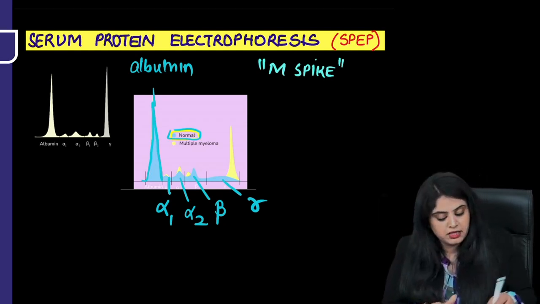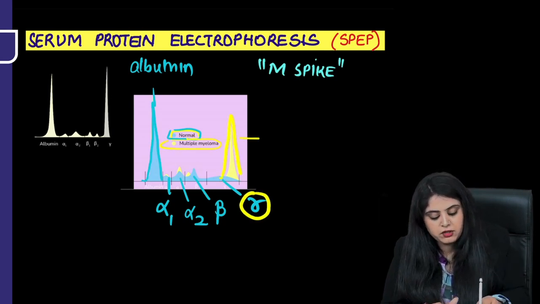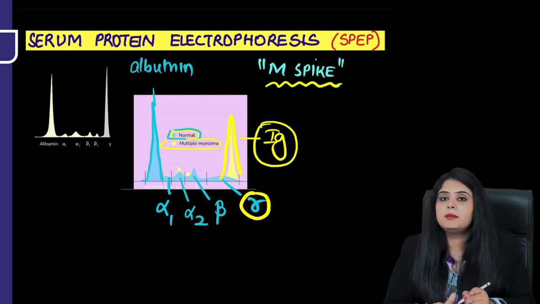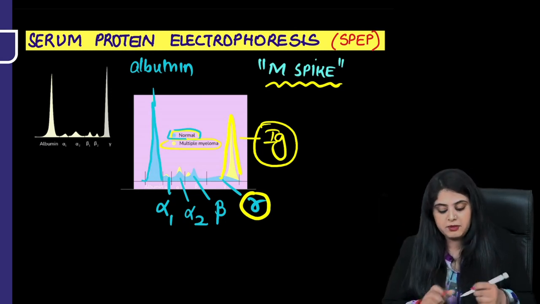But what did you see in multiple myeloma? The gamma region has undergone a spike because the gamma region is for immunoglobulins, right? And that is what you see in a case of multiple myeloma. The gamma region shoots up. There is an M spike that is noted. Yes, multiple myeloma also done.